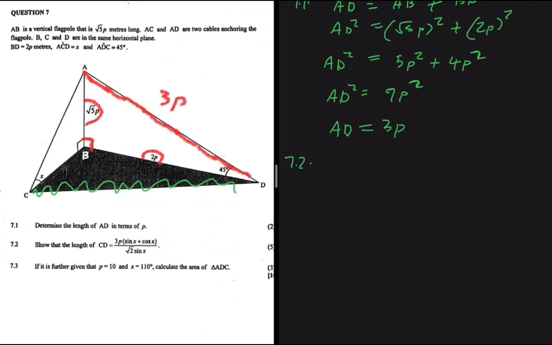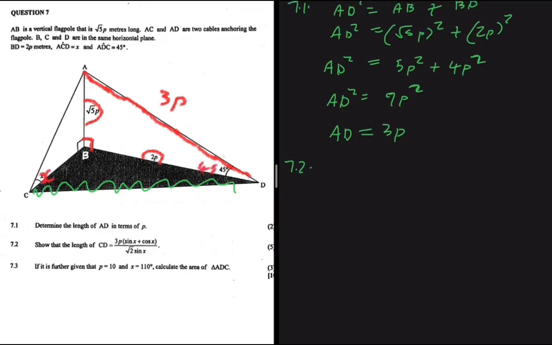If you look at triangle ACD here, you will realize that here we have x, here we have 45. So this angle here should be 180 minus 45 minus x. So we have two angles and one known side. We can use the sine rule. So let's try to apply the sine rule and see what happens. If we do that, we're going to get sine of A divided by A.